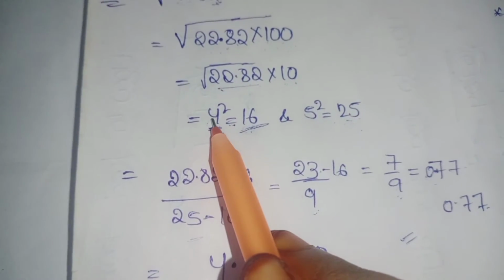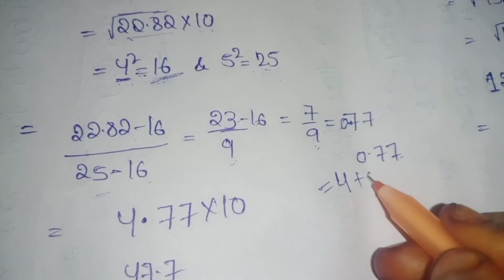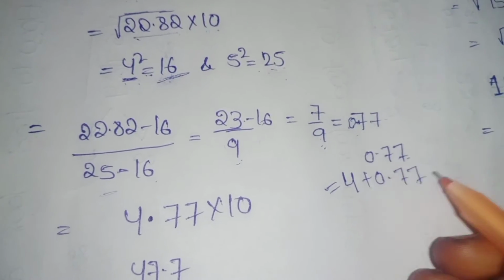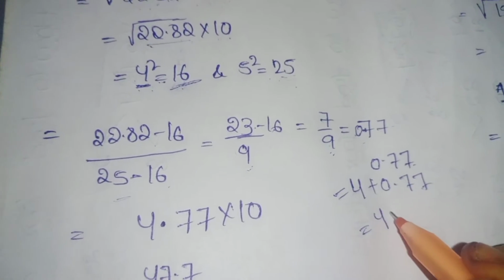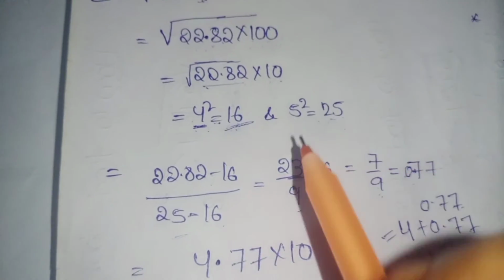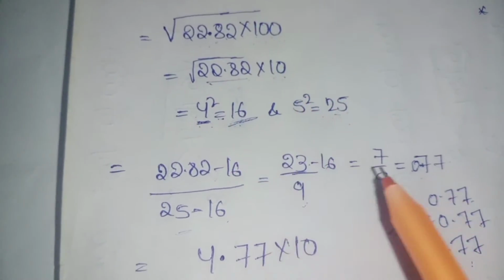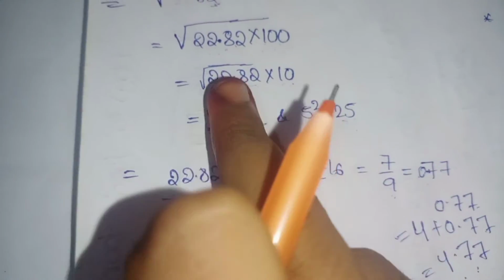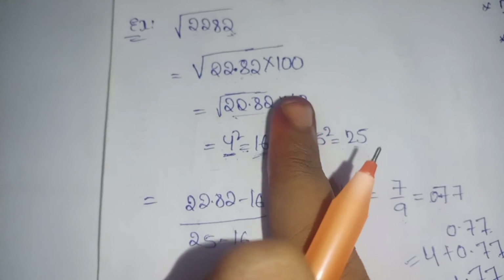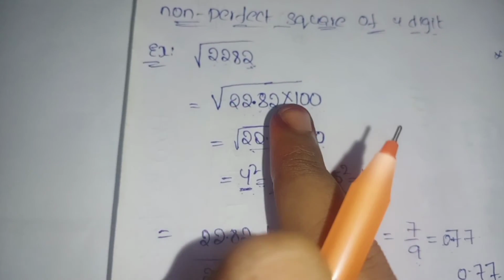So first we take the lesser square value, 4 squared. So we take 4 here. 4 plus 0.77, I'm getting 4.77. Is this my value? No. There is another step, because I'm taking 22.82 times 10. Our actual value is 2282, but I am taking it as times 100.